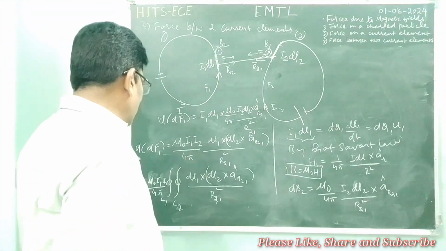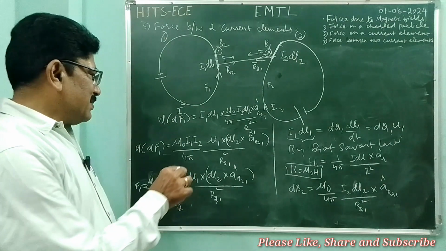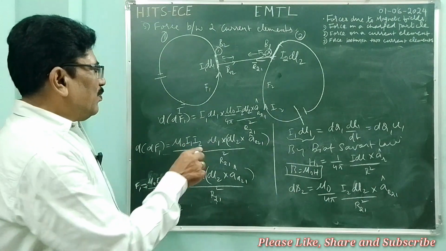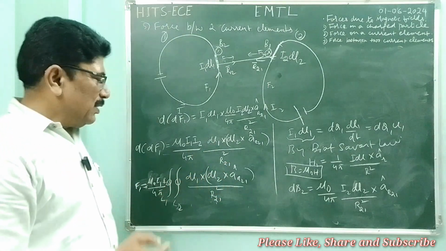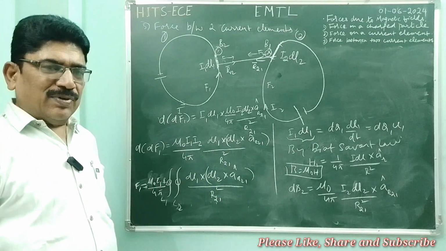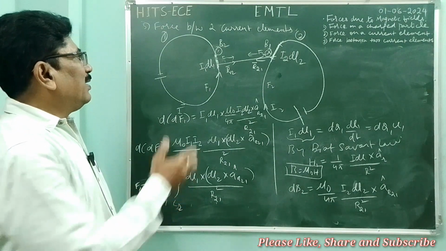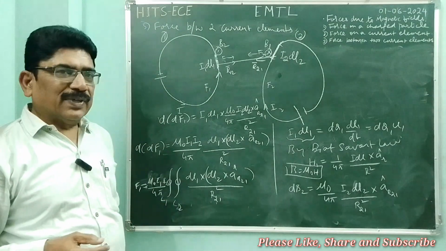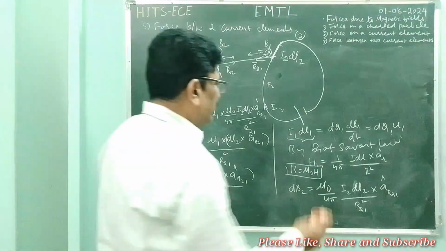Let us find out F2 now. We can get F2 by interchanging the suffixes. That is 1 to 2 and 2 to 1. DL1, the suffix is 1, we will make it 2. Then F1 will be equal to minus of F2, and F2 will be equal to minus of F1. Why? Because Newton's third law applies here. Action is equal to reaction. F1 will be equal to minus F2.